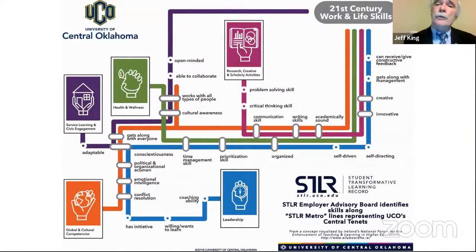So we simply took those lists of abilities for each tenet and laid them out like a metro map, and you see on each line of the map are the individual skills that the employers said would need to be possessed by a graduate. And the transfer stations, if you will, happen to be skills that the hiring managers said existed in more than one of our tenet areas.